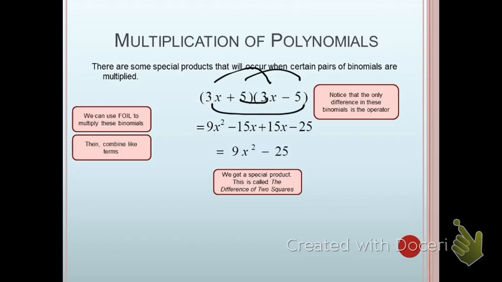Whenever you multiply two binomials that only differ by their sign, the product is going to take on this pattern. And we call that a difference of two squares. Because notice we have the subtraction sign in the middle, the difference. And then 9x squared is a perfect square because 3x times 3x is 9x squared. And 25 is also a perfect square because 5 times 5 is 25. So we call that a difference of squares.